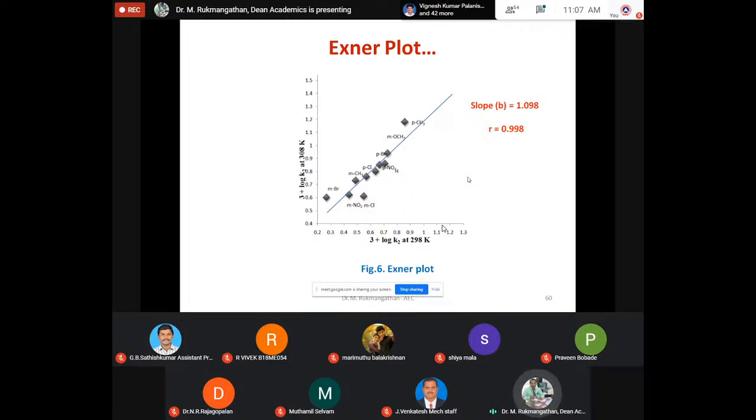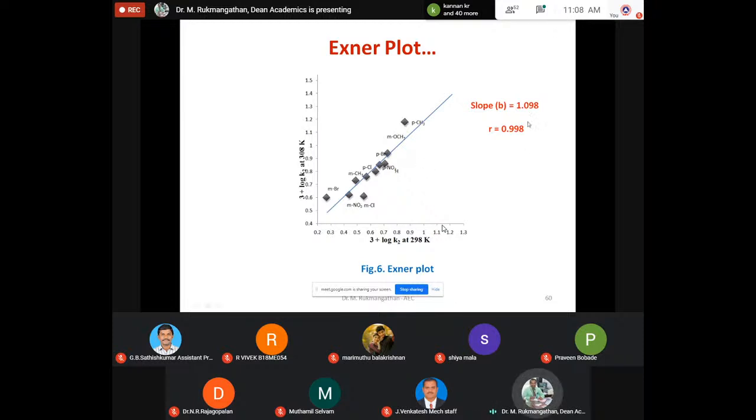Actually, we have 11 substrates. The 11 substrates will not involve different mechanisms. They will involve only one single mechanism, which can be confirmed by the straight line Exner plot. If you are not getting a straight line, there may be a different type of mechanism for each substrate. But here we are getting a straight line. That's why we can say that all 11 substrates follow the same unified mechanism.